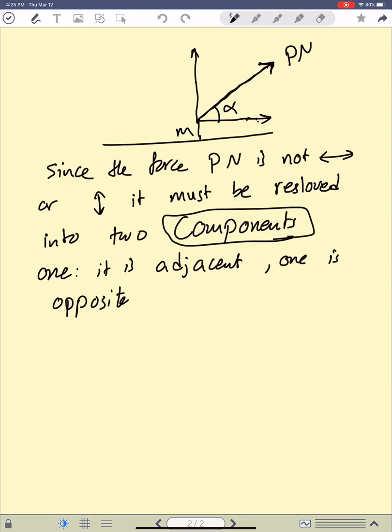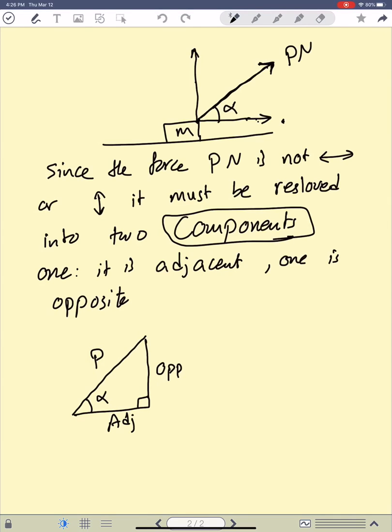What do I mean by this? Let me explain this quickly. This is P here, and I will draw the resolved forces on the same diagram. Assume that P newtons is the hypotenuse of a right angle triangle. This is P, and this is alpha. We know from the basics of trigonometry, this is the adjacent and this is the opposite to the angle.